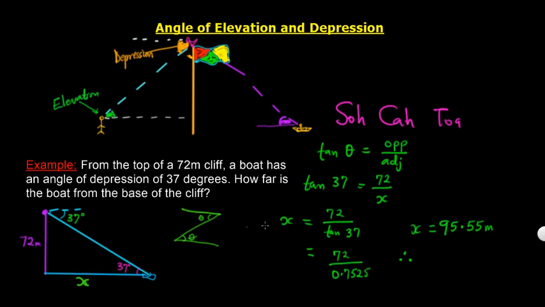Therefore, we can say the distance between the boat and the base of the cliff, which we have denoted as x, is approximately 96 meters. I believe this has been able to explain the concept of angle of elevation and depression. The angle above the line of sight is called angle of elevation, while the angle made below the line of sight is called angle of depression. Thank you.